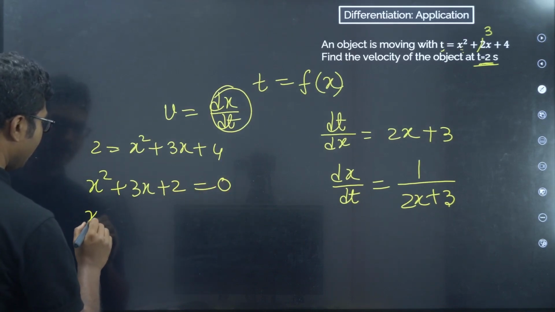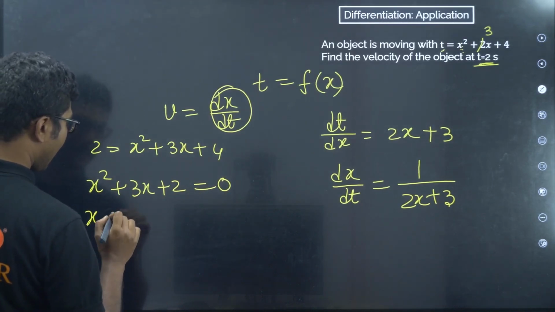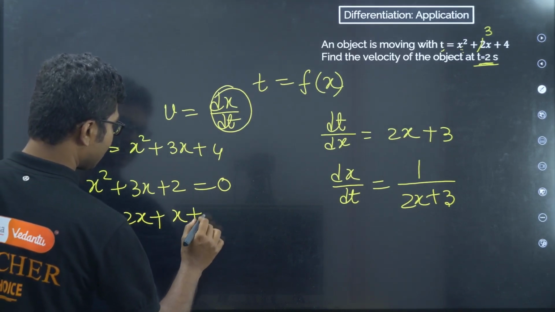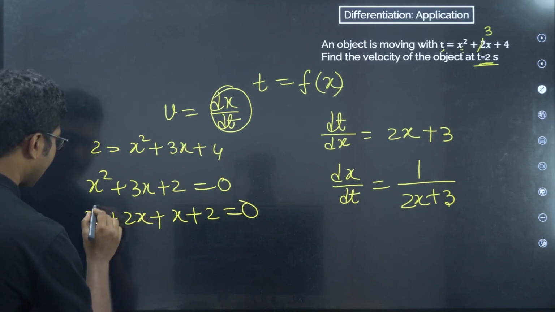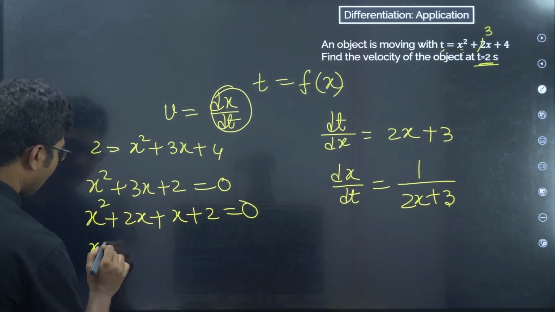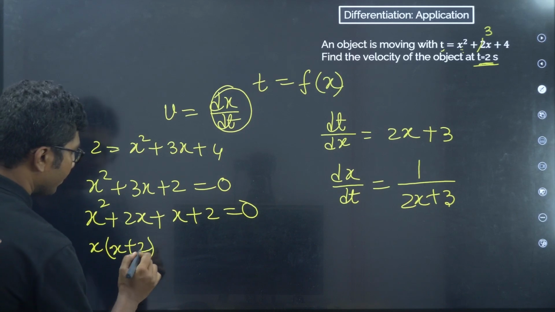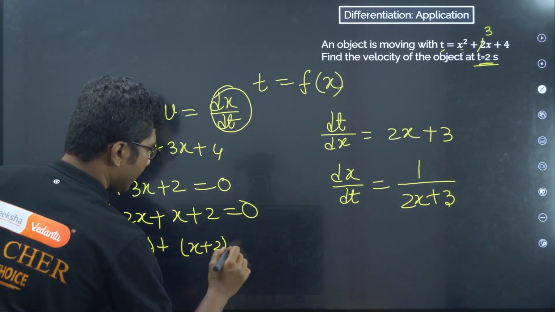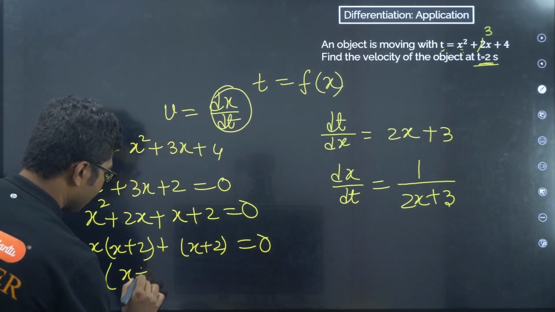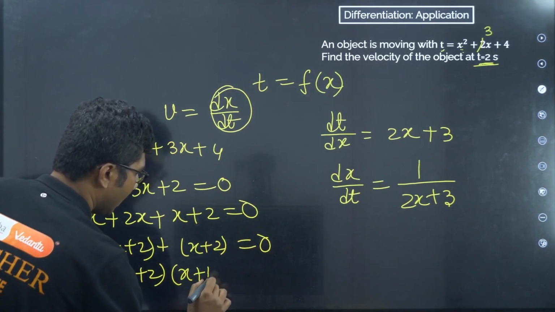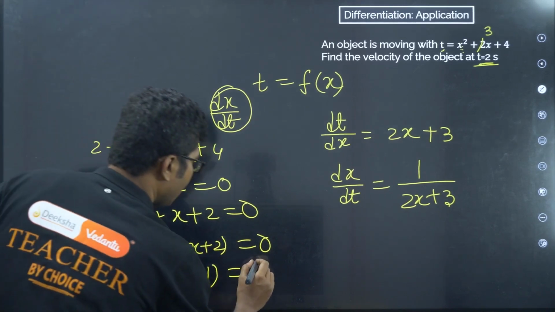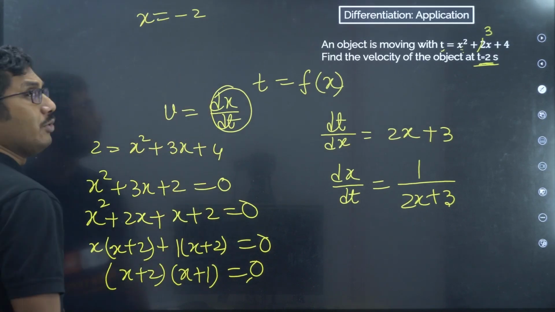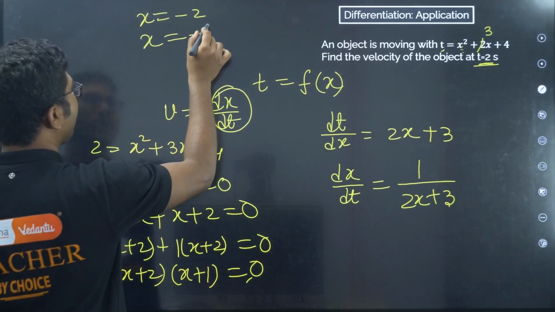Now we just need to do the middle term split. So x square plus 2x plus x plus 2 equals 0. And then take x common, x into (x plus 2) plus 1 into (x plus 2), right, equals 0, or (x plus 2) into (x plus 1) equals 0. So basically the value of x is either minus 2 or x equals minus 1.